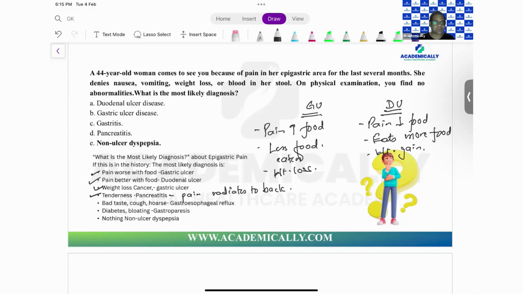Where is the pancreas? What is that space where the pancreas is located? What is that called? That's right. So the pancreas is retroperitoneal. That's why the pain radiates to the back. Okay. Pancreas is retroperitoneal. That is why the pain radiates to the back. Very right. Absolutely right.